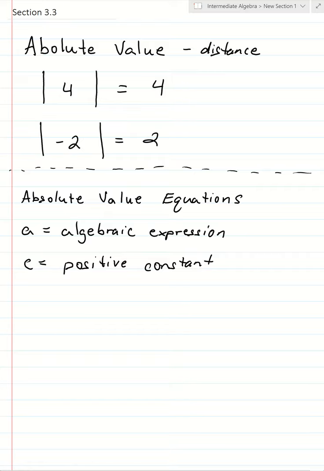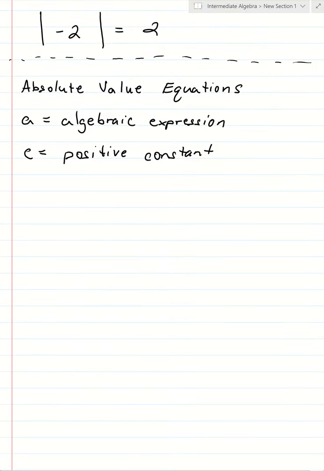Okay? And so our rule of solving an absolute value equation is that if we have the absolute value of some algebraic expression, and if it equals the positive constant, whenever we see something like this, from the one equation, what we're going to do is we will create two relationships.